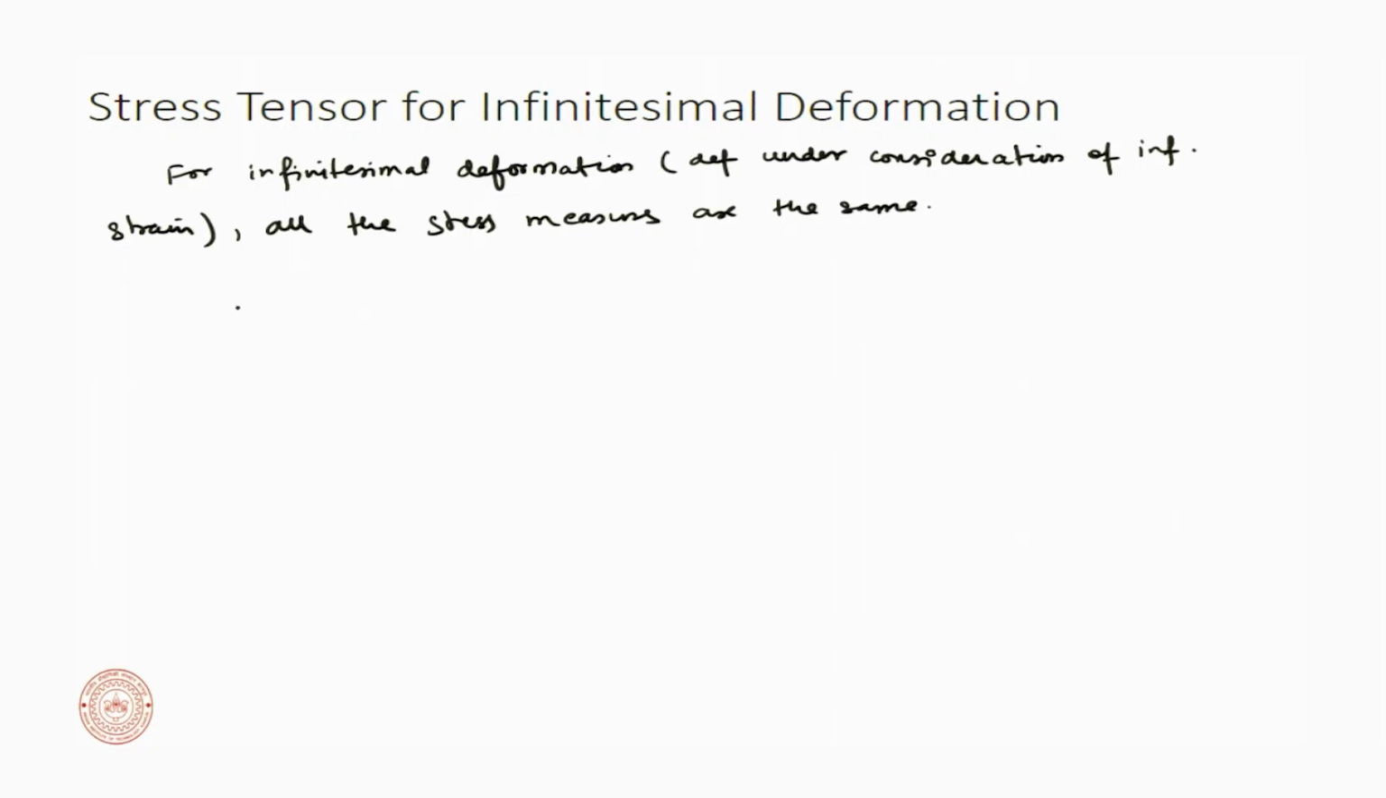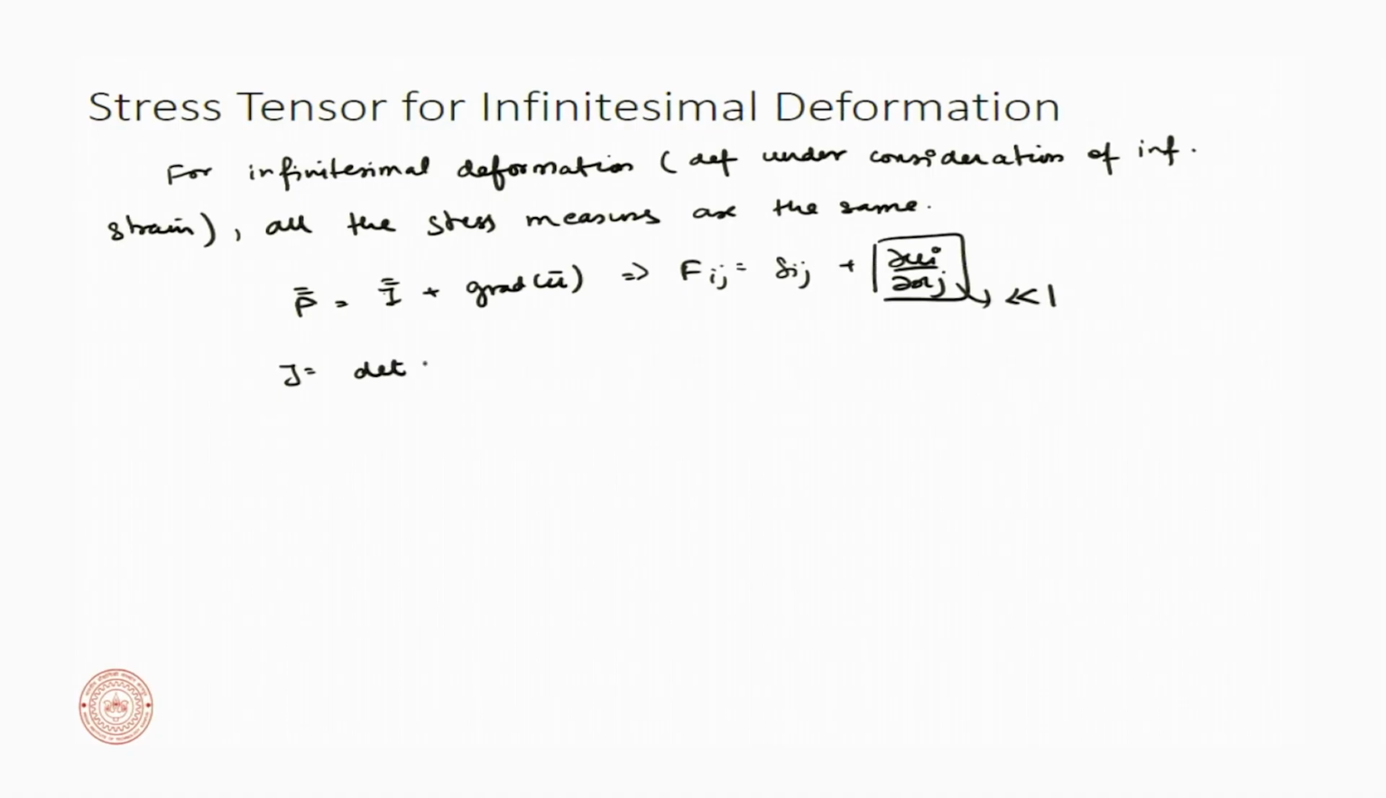Okay. So, in definition we are saying that F, which equals I plus the gradient of U, which we can say that Fij equals delta ij plus del Ui by del Xj. If this term is infinitesimal, less than 1, and Fij is almost equal to delta ij, then the Jacobian, which is the determinant of Fij, will be approximately equal to 1. Okay, so the Jacobian becomes almost equal to 1. Our deformation gradients are almost equal to 1.